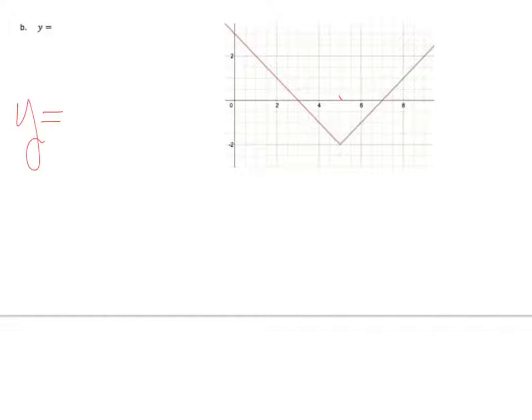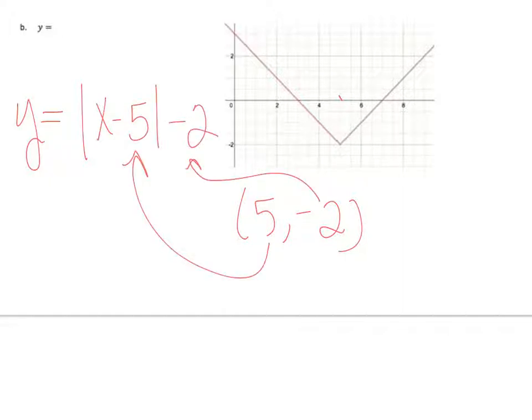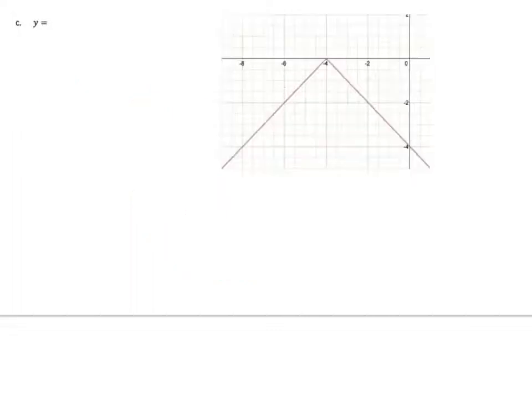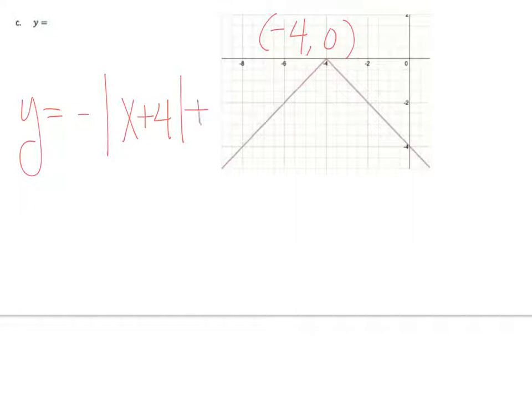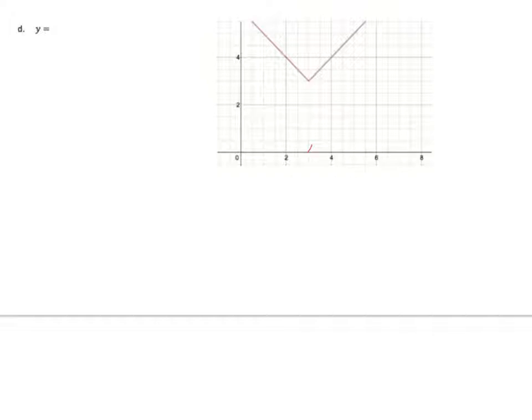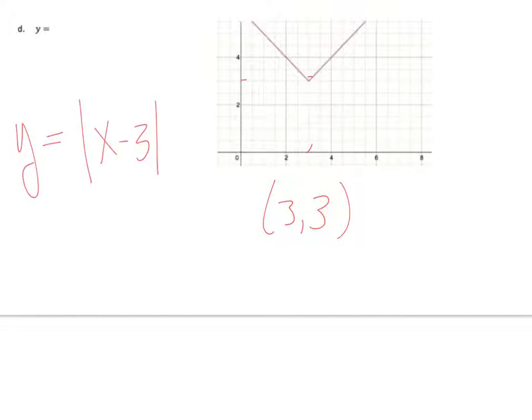I'm over 5, down 2. So I've got 5 in the positive direction, and then down 2. My vertex. Ooh, I flipped over, so I definitely need a negative. My slopes are -1 and 1, so I'm happy with that. My vertex here is -4, 0. So I want x plus 4, and then I don't have to do +0. That doesn't have to be there. Pretty fun. We haven't had to stretch or shrink yet. And here, let's see, I'm over 3, up 3. So I'm 3 in the positive direction, so it's -3, and I'm up 3.